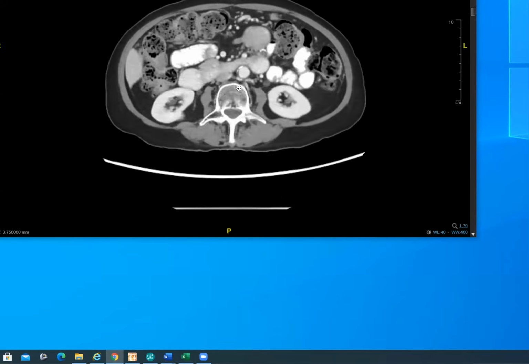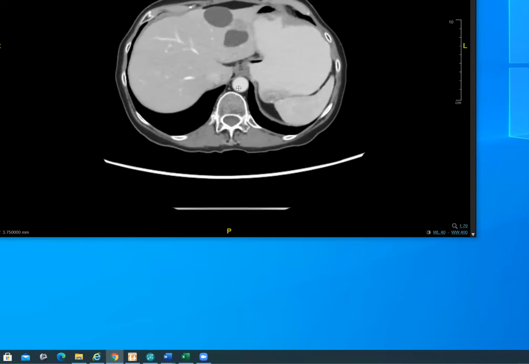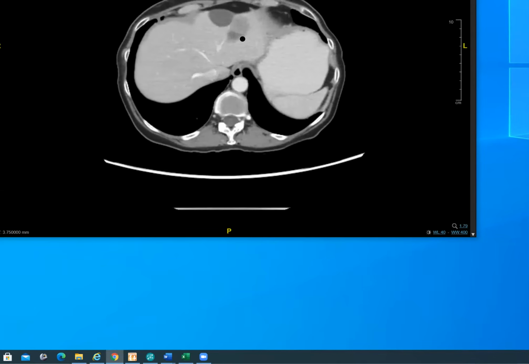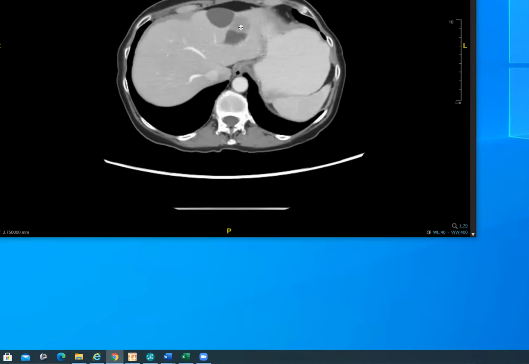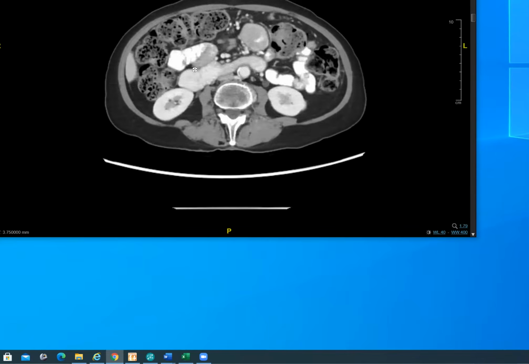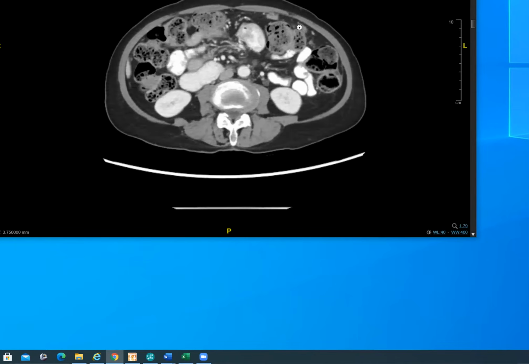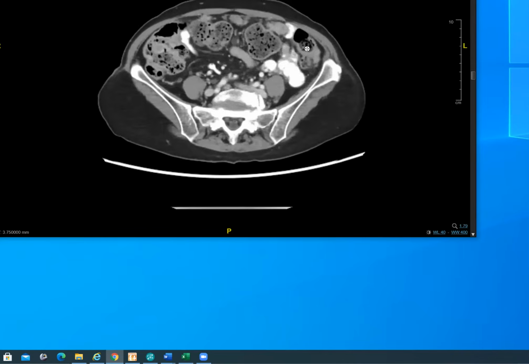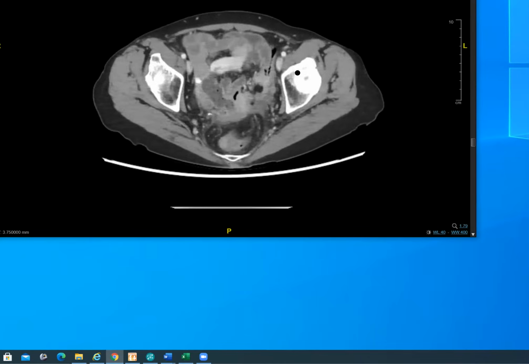So this is a patient who came in with abdominal pain, and right off the bat in the liver, there's some clearly cystic lesions, but then there's also these more ominous looking hypodense lesions in the liver. And as you scroll down, there's what looks like peritoneal metastases.